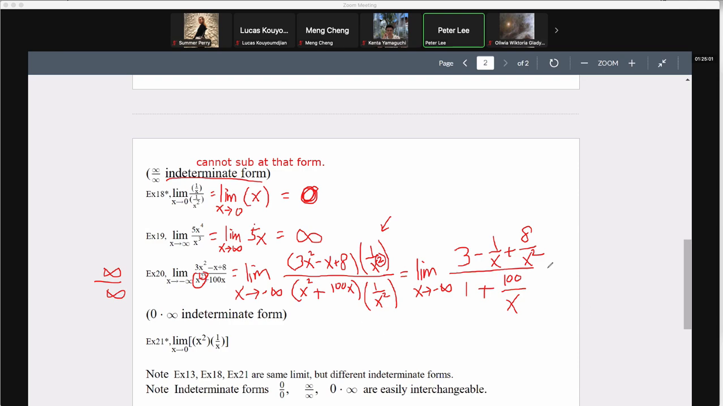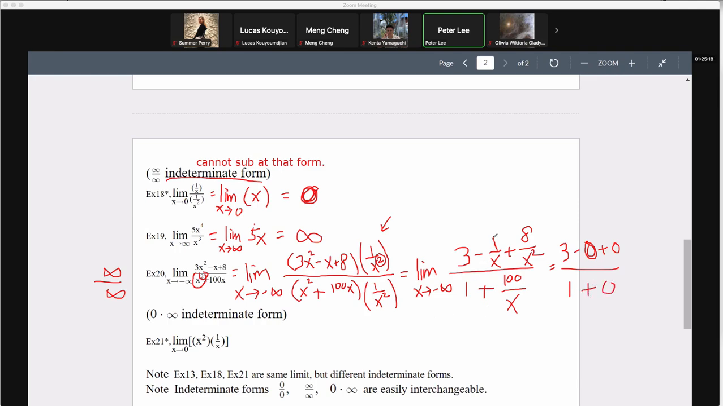Okay, so that's right. Now, when you do that, what do you get? We actually get 3, and then minus 0, plus 0. Oh, it's not a 6, it's 0. And then this is 1, and then plus 0.